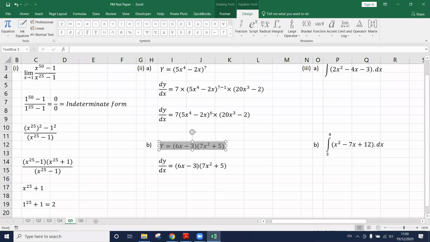So what do we do? First we keep one as a constant. We keep 6x minus 3 as a constant, and differentiate the other set. After differentiating 7x squared plus 5, how should it be? 7x squared differentiated should be 14x. And 5, when differentiated, since it is a constant value, 5, 10, 15, any constant value differentiated gives 0. This is the first thing we need to do.